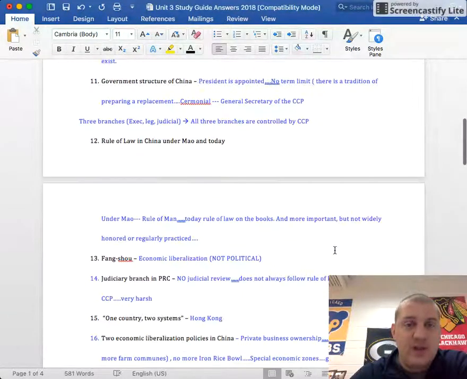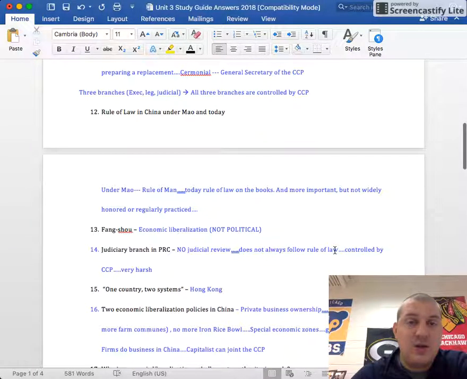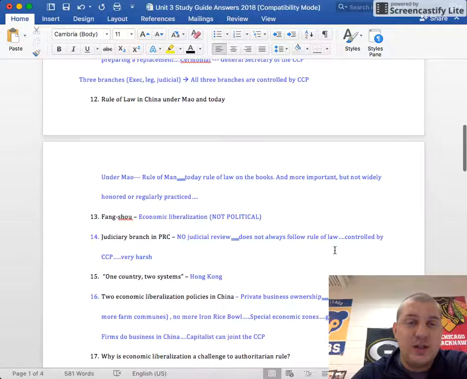Your government structure, again: your president is appointed. There's no term limit, which is what they're fighting for. There's a tradition of replacing the president, but you have two five-year terms. Again, they're trying to replace that. The three branches are all controlled by the Communist Party. The judicial branch doesn't really have much power, and we'll get to that.